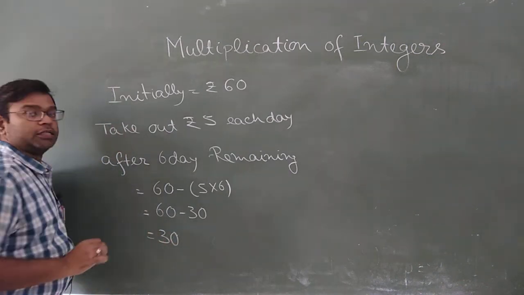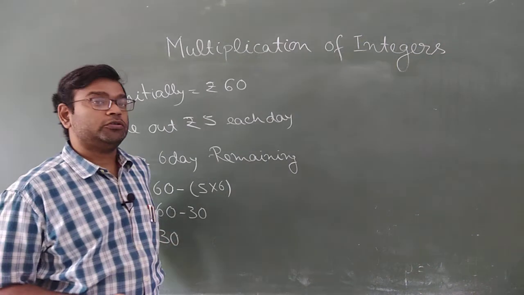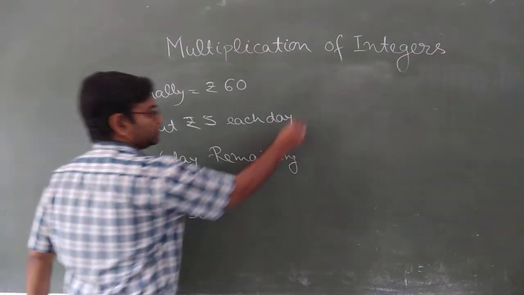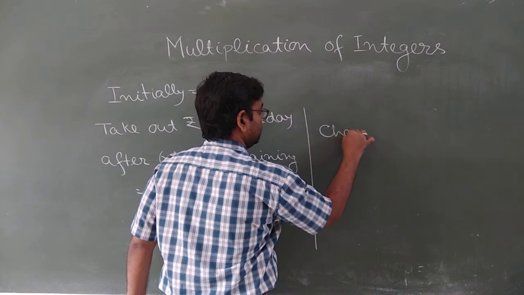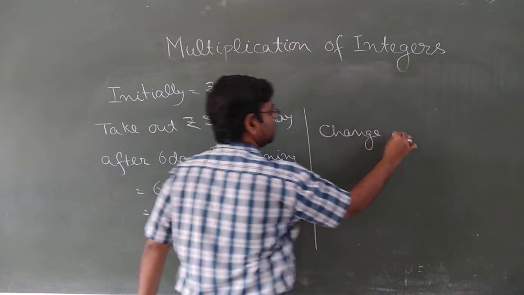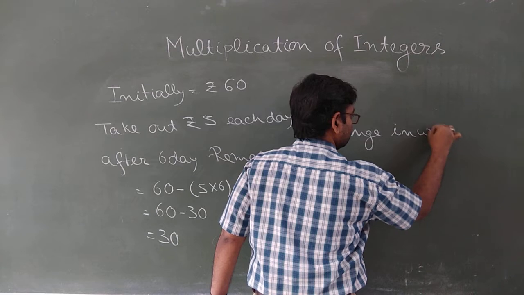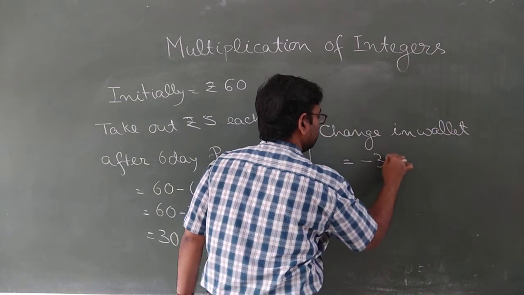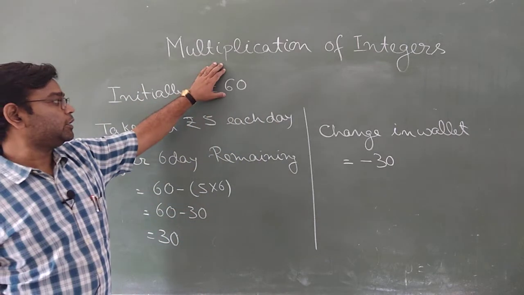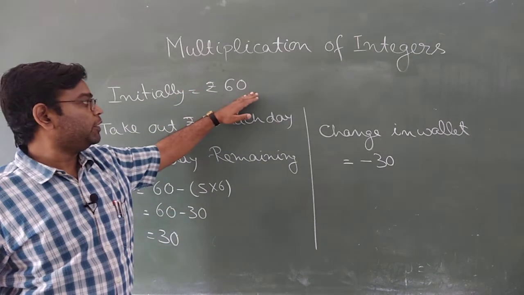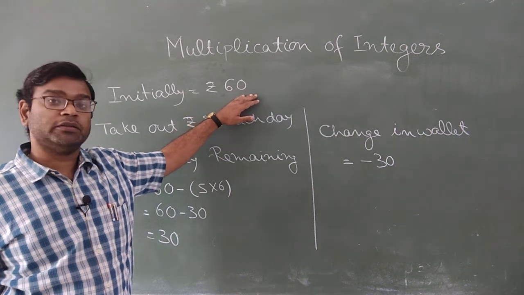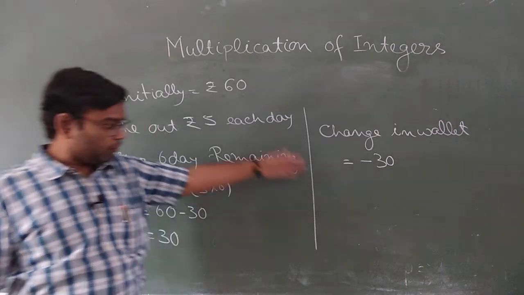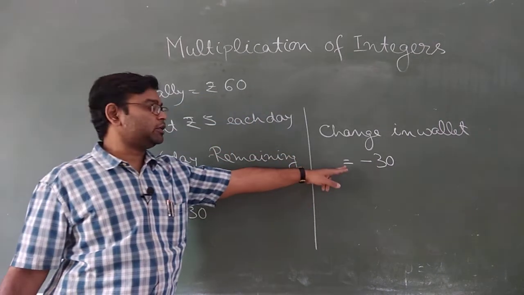But the question says, what is the change? There is a change of negative, minus 30. Previously it was 60. So what is the change? After 6 days we check that there is a decrease of 30 rupees, so the answer is minus 30. First find out, then change the language.